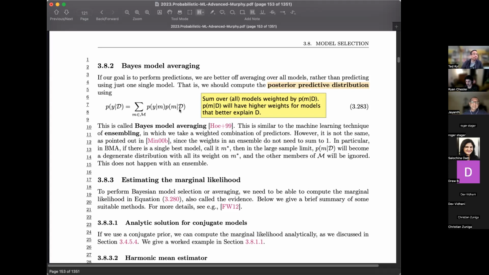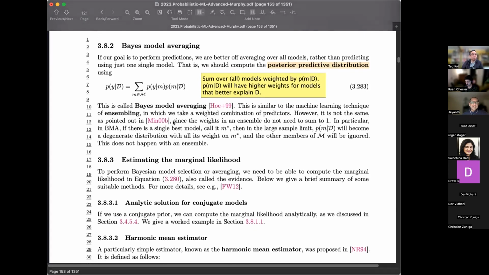P of M given D, again, I don't know how you would compute it, so it's a little bit hand wavy for me. But if you imagine it, then yes, of course, if you have one model that's doing really well, the weight for that model will be really high, and you would pick whatever that model is outputting compared to the other models. That's the idea.